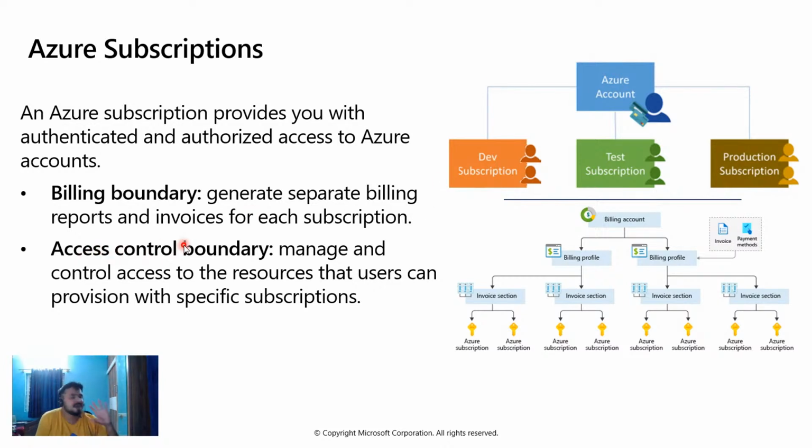Like I have a dev subscription or a prod subscription. I don't want the prod subscription to be given at the India level. So I have my applications in Europe, and I can give access only to the people who are in Europe, not in India. So I can create a subscription, put all the resources there, and tell them they can access this. So two things: billing boundary and access control boundary.